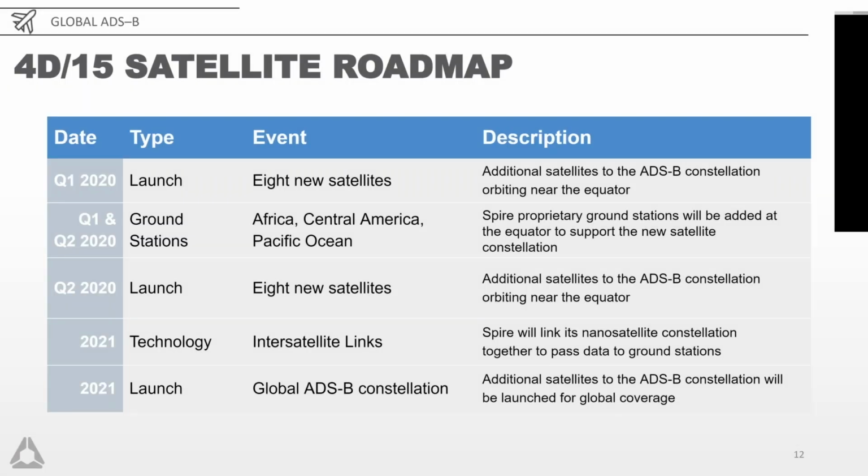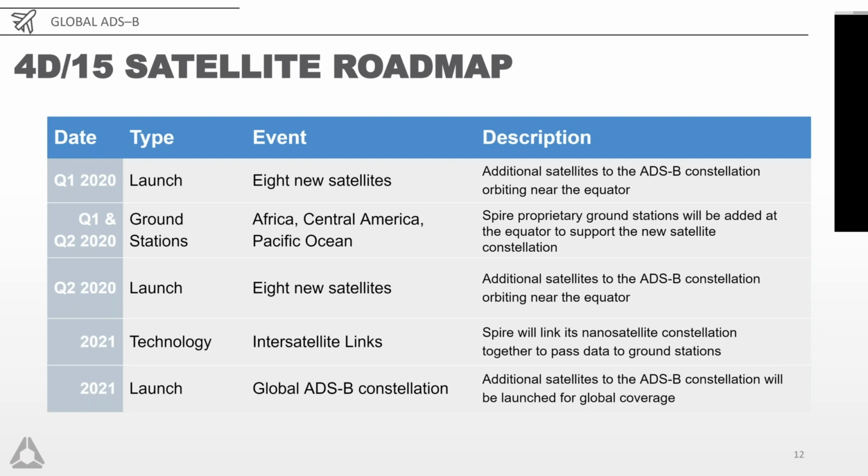Spire is keenly aware that we do not yet have full global satellite coverage for the data deserts, the oceans, the mountains, and the underserved parts of the world. In 2020, we're targeting plus or minus 15 degrees of the equator to improve our coverage. We have 8 satellites that are launching in Q1 and another 8 satellites in Q2. We are adding 5 new ground stations to Spire's proprietary network of ground stations, and that should bring us over 37 satellite ground stations in total.